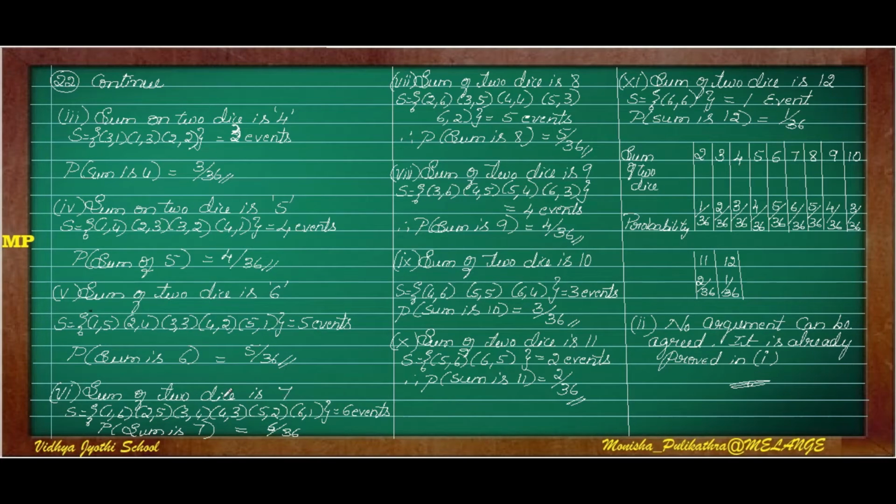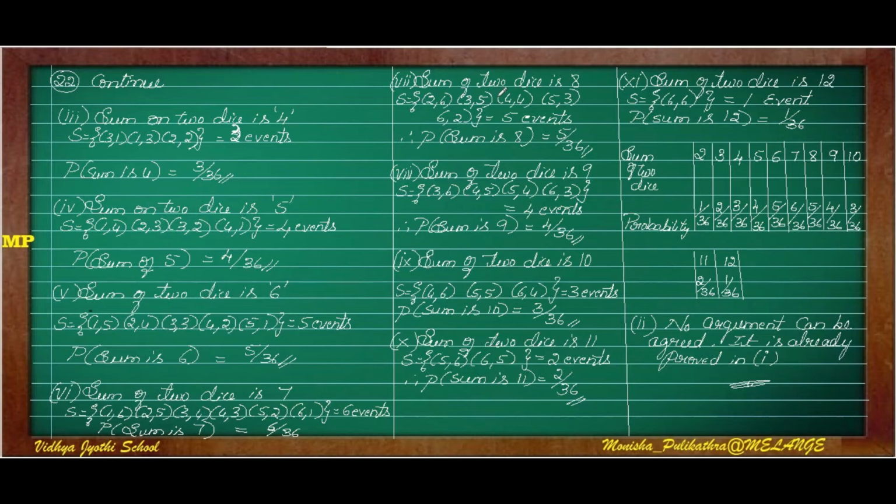In the same way, sum of 7. All these numbers or events will give you the sum of 7. That is 6 1, 5 2, 4 3, 3 4, 2 5 and 1 6. So the number of events is 6. Therefore, the probability of sum of 7 is 6 by 36.